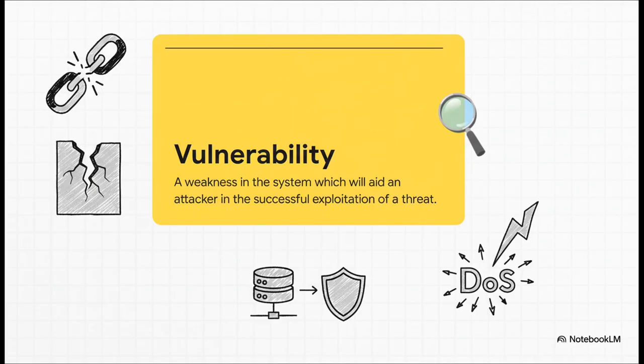Vulnerability is nothing but weakness in the system which will aid the attacker in successful execution/exploitation of the threat. Okay, so what does that actually mean in plain English? Just think of it as an unlocked door. It's a weakness. For example, let's say the threat is that your server gets knocked offline. Well, having a very low bandwidth connection would be the vulnerability. It's that specific weakness that an attacker can exploit to successfully launch their attack.